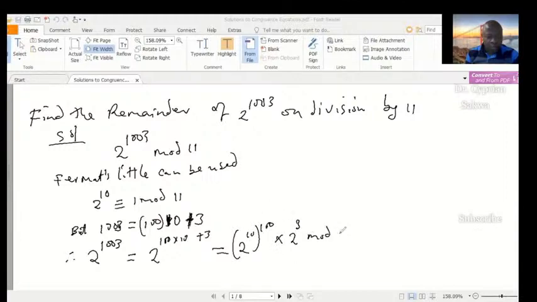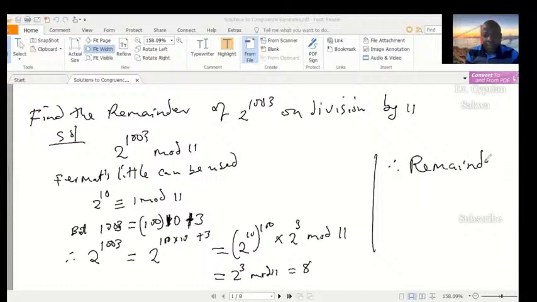But this first part here, 2^10, is 1. So we have 1 raised to 100, which will be 1. So what we are left with is therefore 2^3 mod 11, which is 8. So the remainder is 8. If we were to take 2 and raise it to 1,003 and divide the result by 11, you would find a remainder of 8.